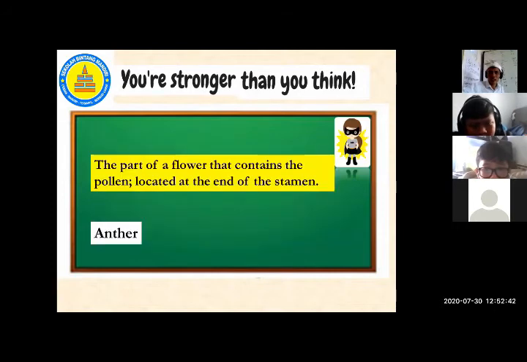Having characteristic that allows. Oh my god, Mister udah kasih jawabannya lagi. Oh no, no, no. Okay. The part of a flower that contains the pollen, okay, bagian dari bunga yang mengandung pollen adalah anther, ya.